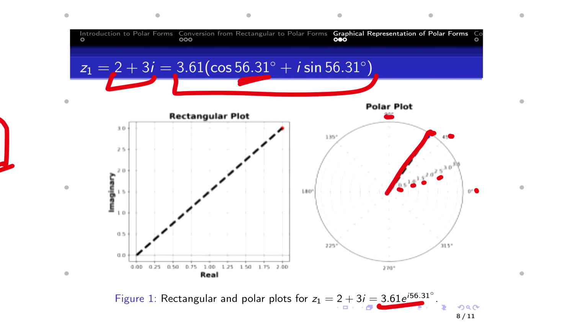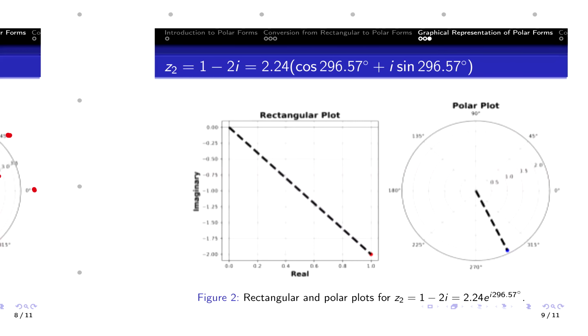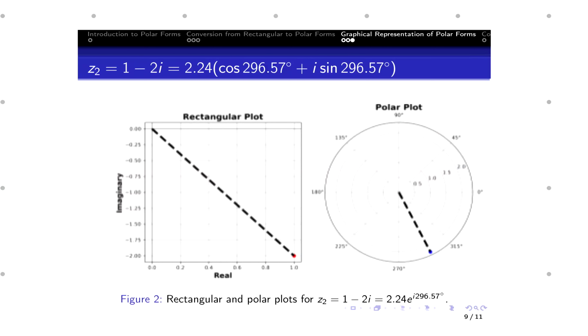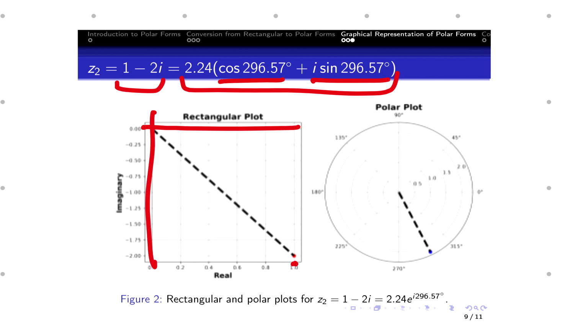So for the second one, it's exactly the same thing. We had 1 minus 2i, and that translated to 2.24 cos 296.57 degrees plus i sine 296.57 degrees. So again, this one now, 1 minus 2i. It's 1 on the real axis, so you have 1 around here, and it's minus 2. This is the origin of this graph, 0, 0. So minus 2 is somewhere down here. You have these two lines meeting here, and then you can draw this from the origin to come that way. Okay, so that is it.